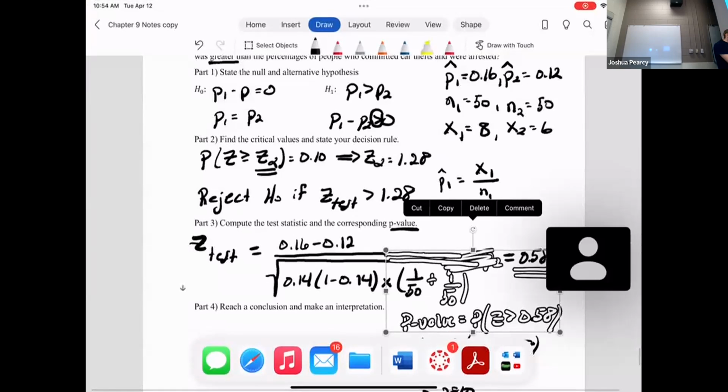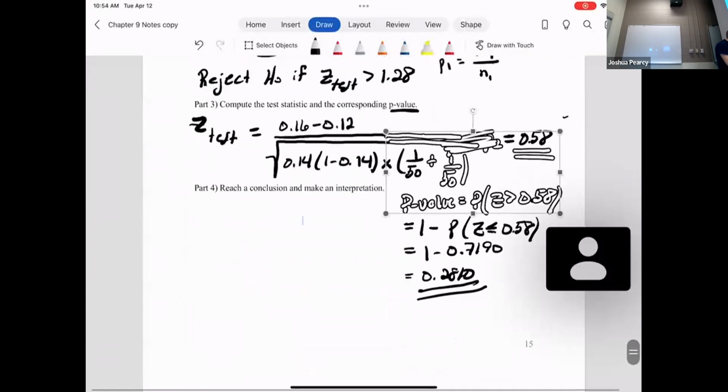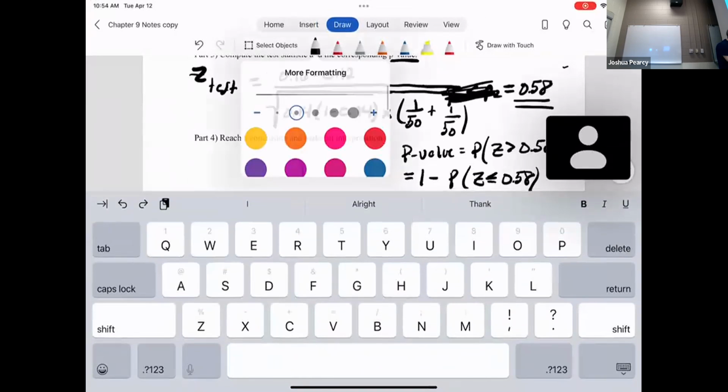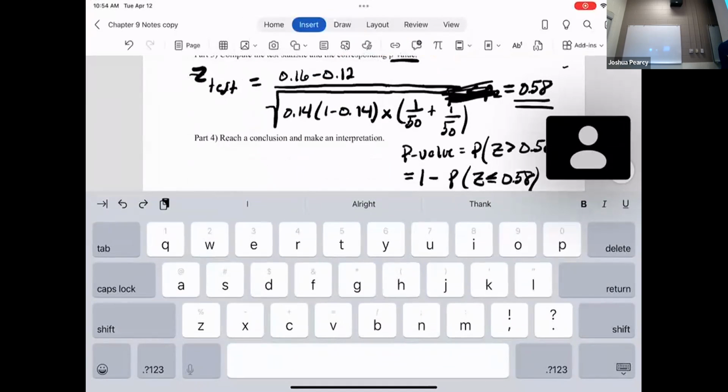What about this? What in the world? There we go. Why is it doing that? No. Josh is not a happy person right now.